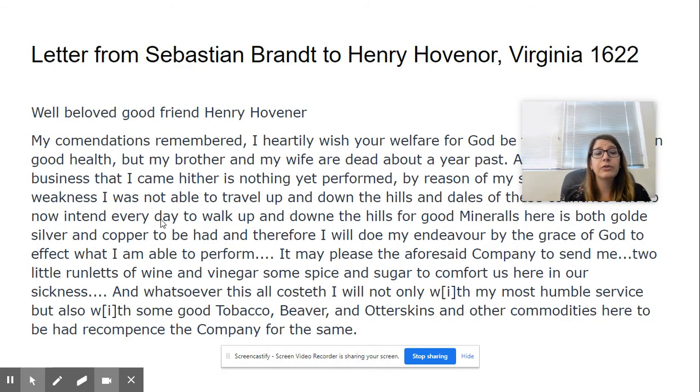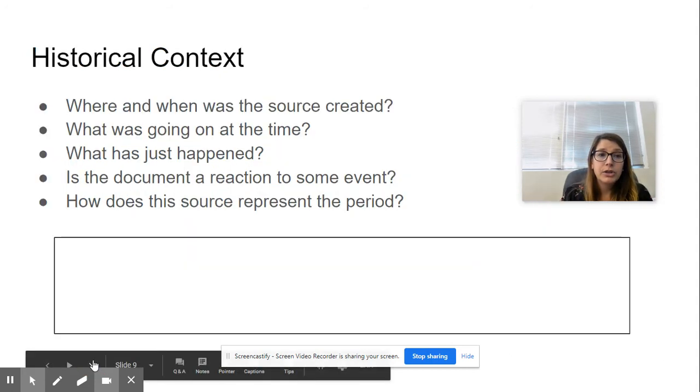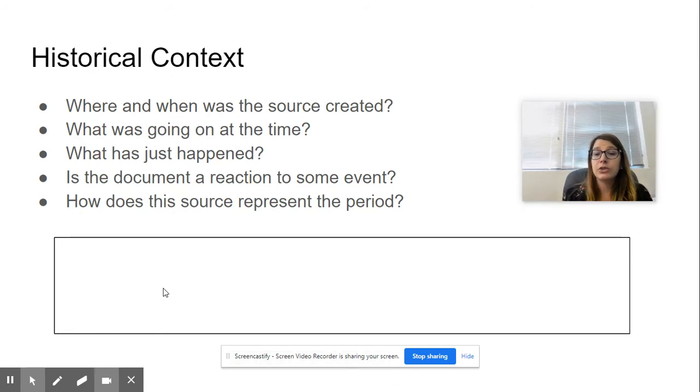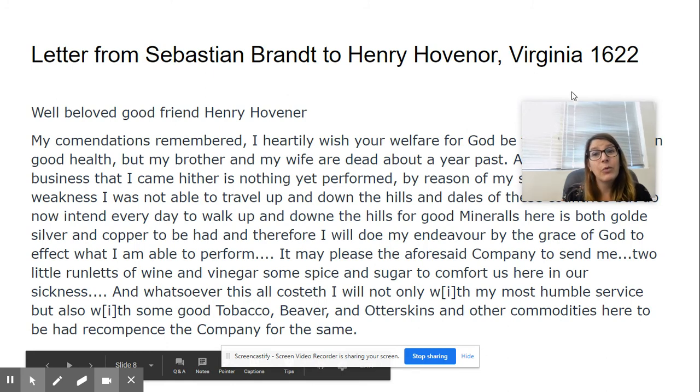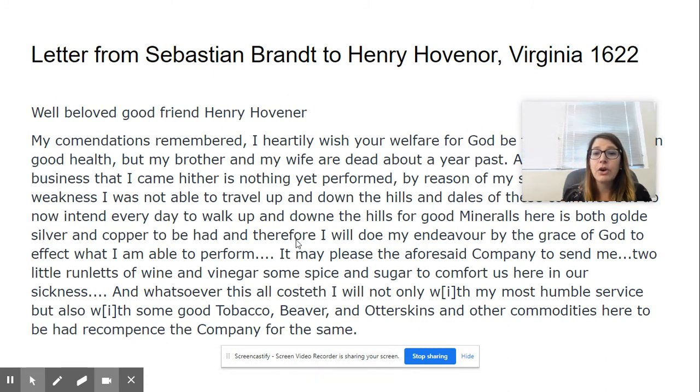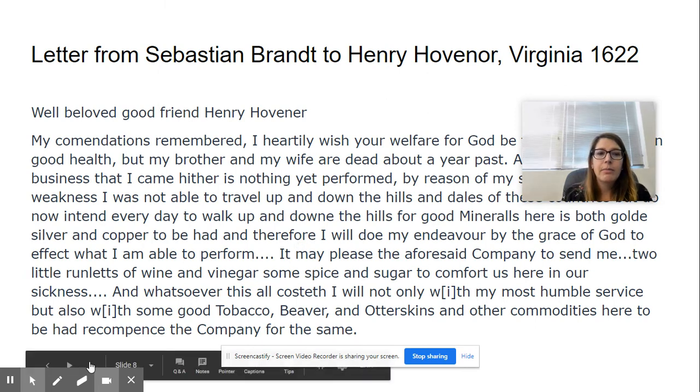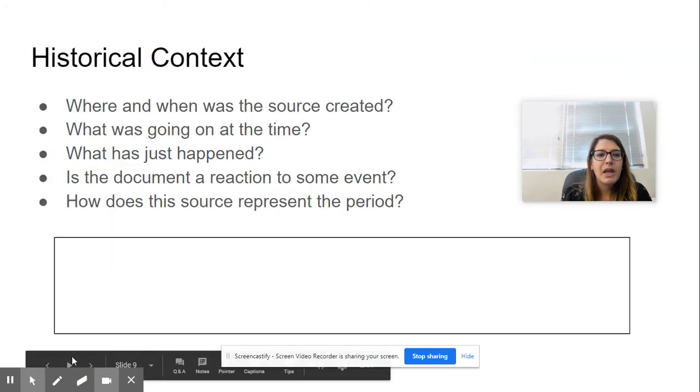I've got this letter from Sebastian Brandt to Henry Hovener. You're going to read this letter, and then I want you to write. I've got it separated, historical context. You're going to look at that and notice again, I did put a date and where. This is going to make more sense as you've gone through the lesson today about what their experience was like in that time period.